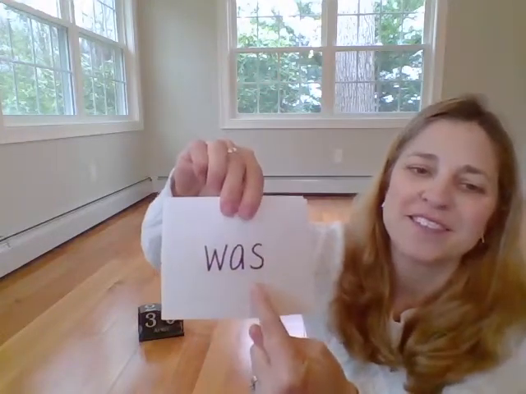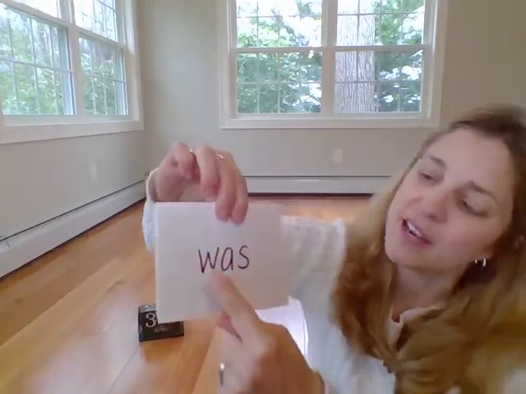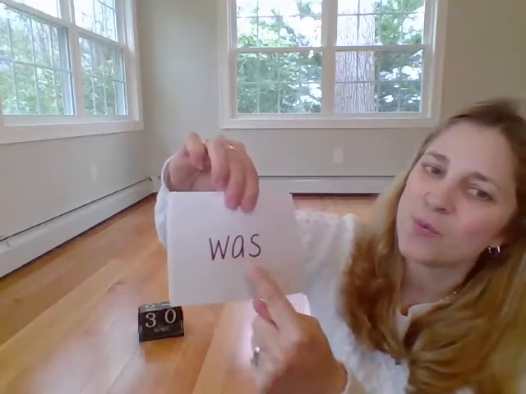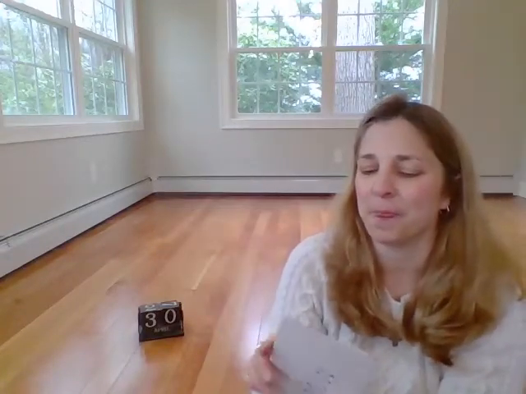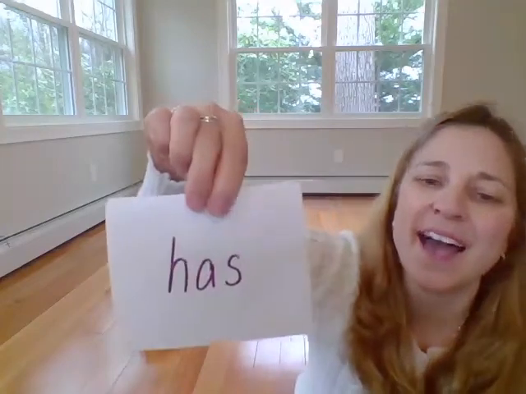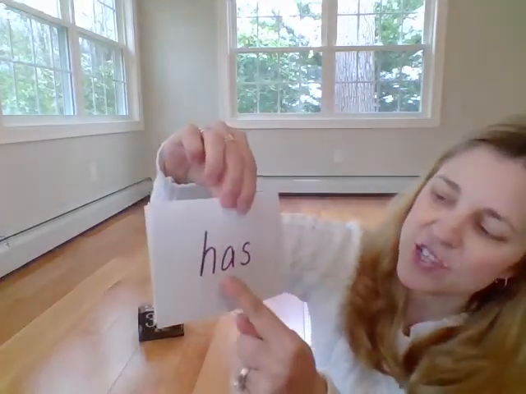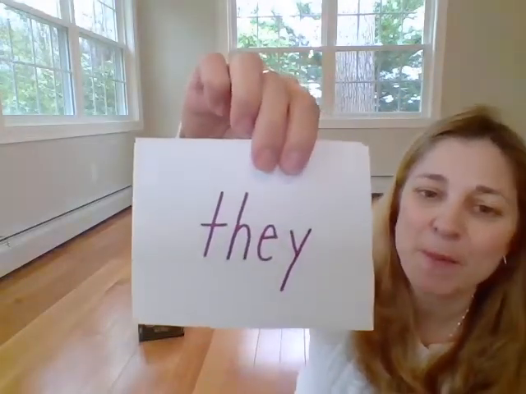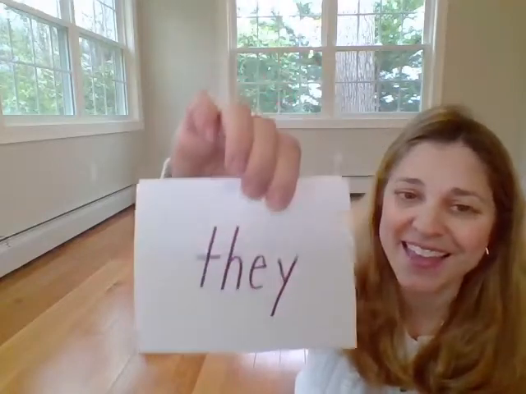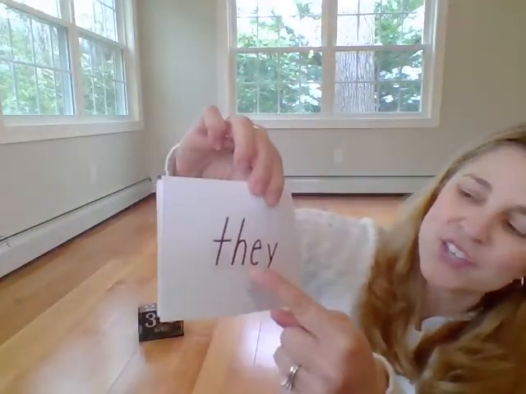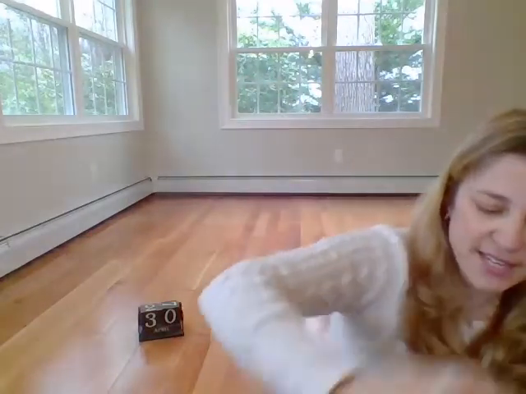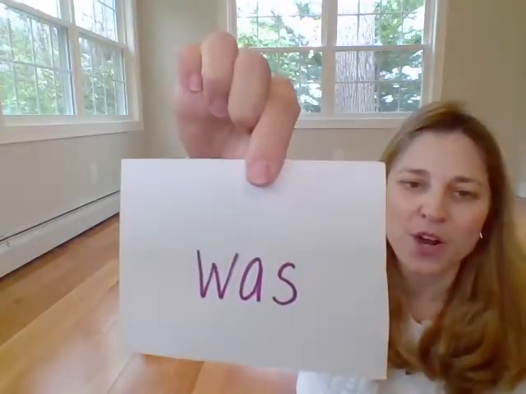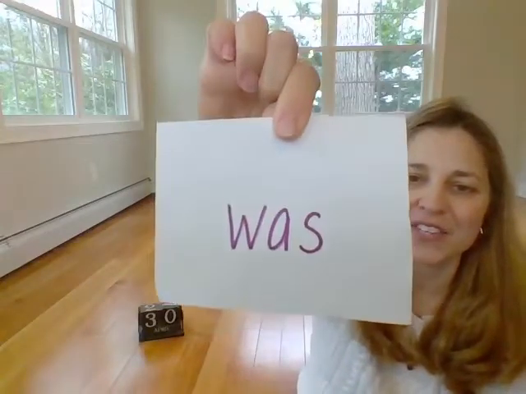Okay, was, say it again, was. Let's spell it. W-A-S, was. Good job. Okay, next one, say has. Let's spell it. H-A-S, has. They, remember there's no A in they. They. T-H-E-Y, they. And lastly, was, say was. W-A-S, was.